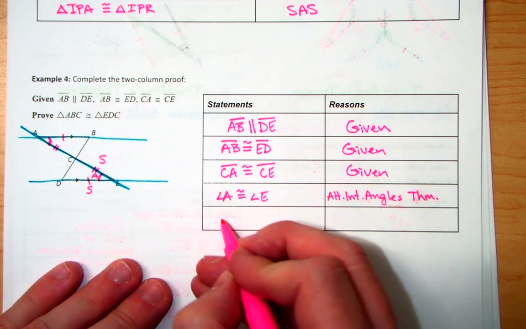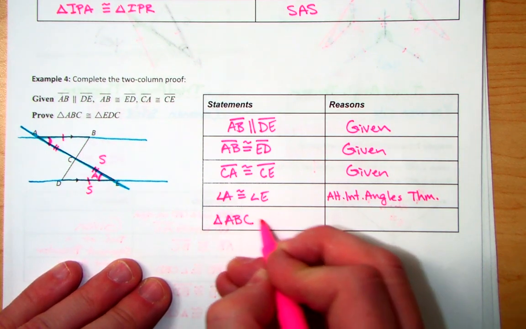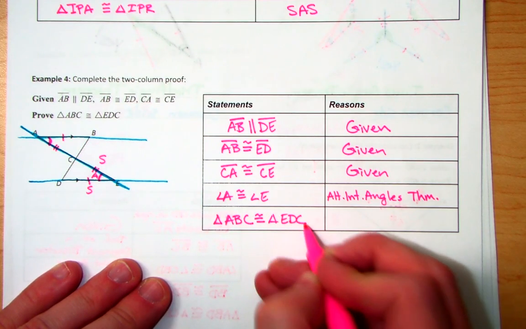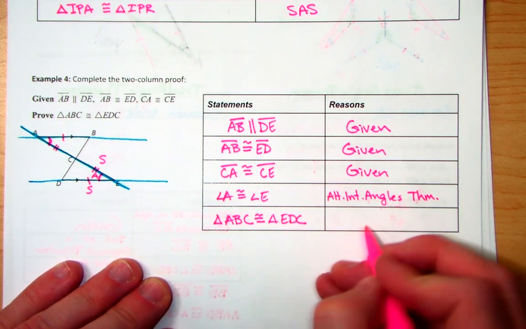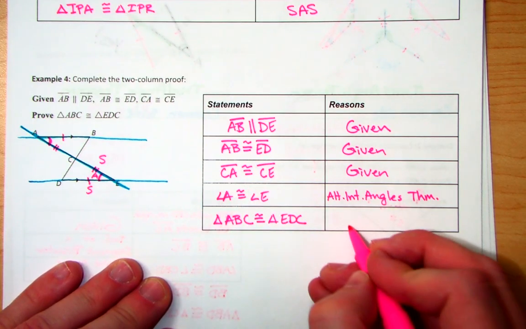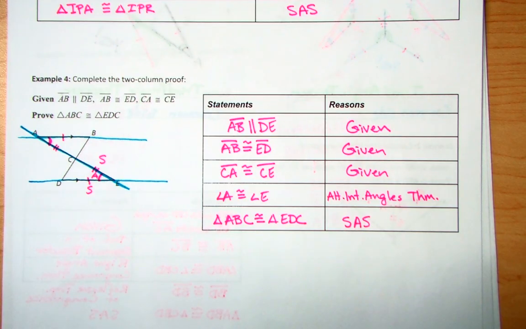And lastly, we have enough information to prove our two triangles are congruent. So triangle ABC is congruent to triangle EDC. How do we know that? We've shown that there's a side, and the included angle congruent. So that's going to be a side, angle, side solution.